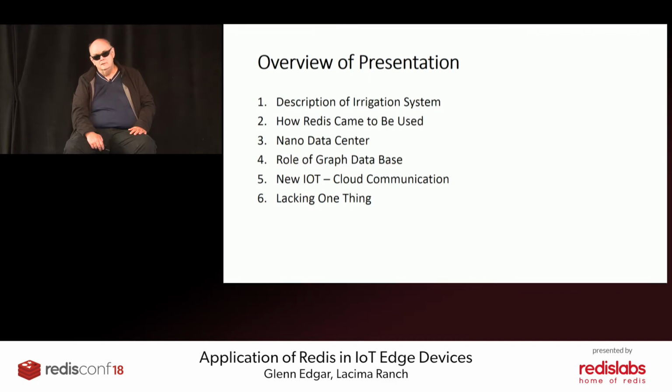The fourth topic is the role of the graph database, which played a significant portion in my system. The fifth is that I came up with a new IoT cloud communication system using Redis. And the sixth is that I've been working in an isolated environment, and not too many people have been using Redis in an IoT environment, so I want to talk about maybe more open source projects in this area.